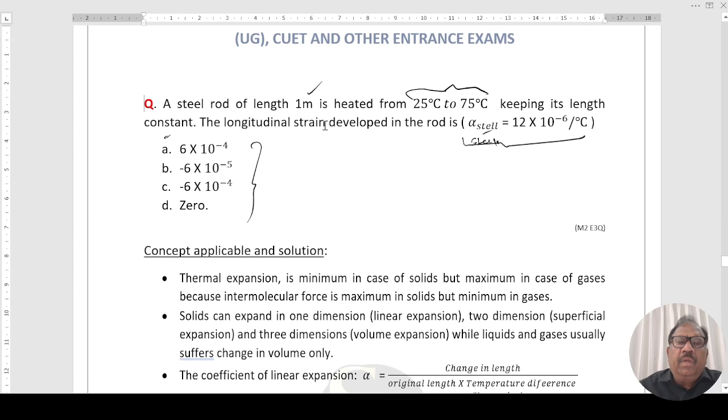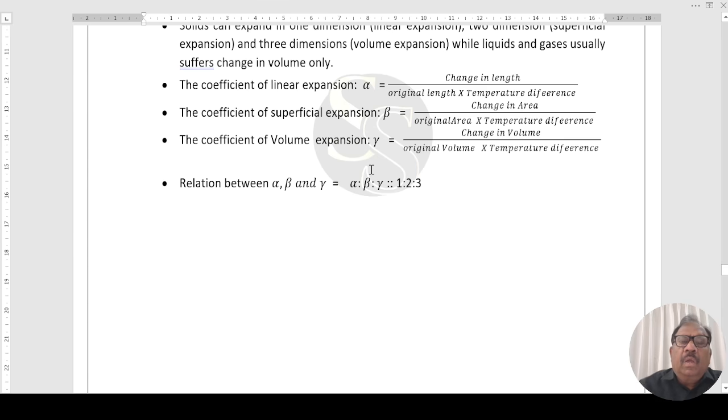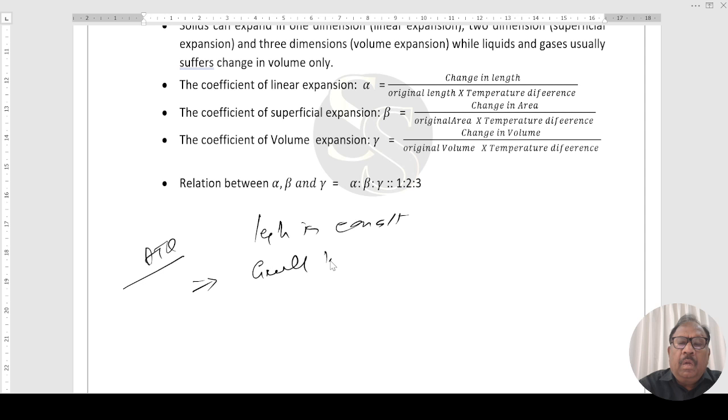Generally, what happens on heating? Either length will increase, area will increase, volume will increase. It is a case of solid. Depending on the question requirement, what is given in the question, right? In the given question, it is given length is constant. According to question, length is constant. Generally, length increases on heating, on solids.